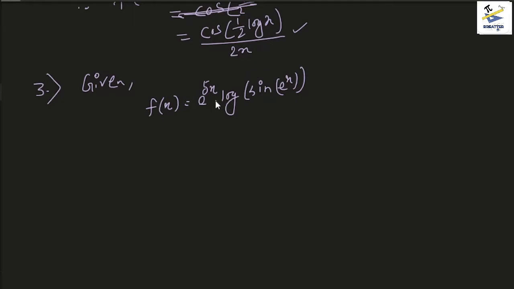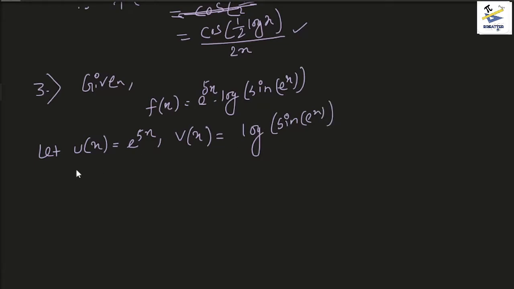So first of all, this is a product of two functions, right? So let u of x equal e to the power 5x and v of x equal log of sine of e to the power x, okay?